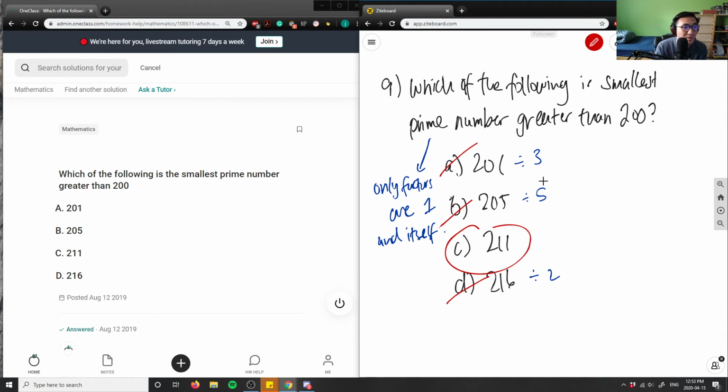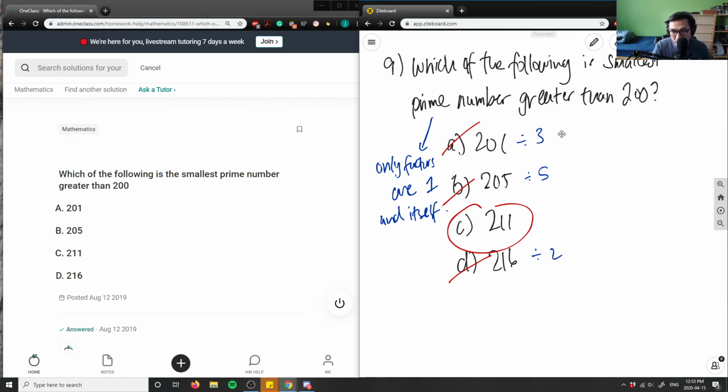And if you have a calculator, you can check this. If I take the square root of 211, I don't get a simplified root. Therefore, it is the smallest prime number greater than 200. You could say maybe 207, but 207, 2 plus 0 plus 7 equals 9. 9 is divisible by 3, therefore it's not a solution as well. So C, 211, is my correct answer.